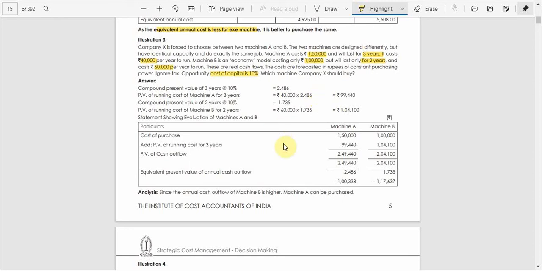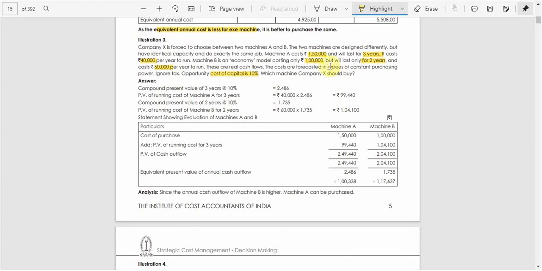So here let us see the solution. So for machine A and machine B, okay, use a tabular form here. The cost of purchase is given as 1,50,000 for machine A and 1,10,000 for machine B. So this information is entered here. So we need to add the maintenance cost, right? The present value of the maintenance cost is to be added to the cost of purchase to arrive at the total cost of the machine, right?